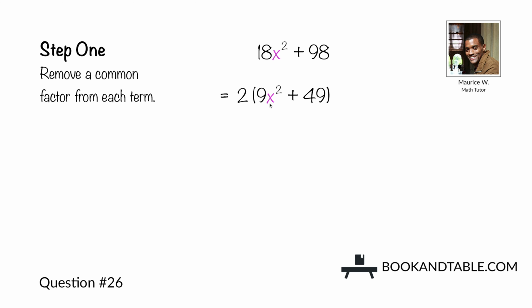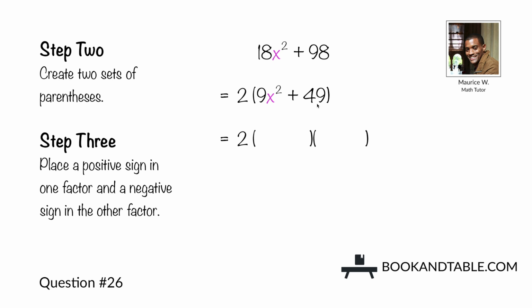And the factor we want to remove is 2, giving us 18 divided by 2, which is 9x squared, a perfect square. And 98 divided by 2 would give you 49, another perfect square. So now we have the sum of two perfect squares, so we can proceed to factor this portion of our expression the way we normally would.